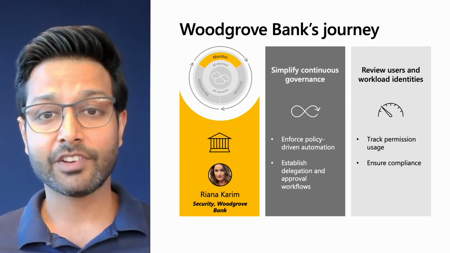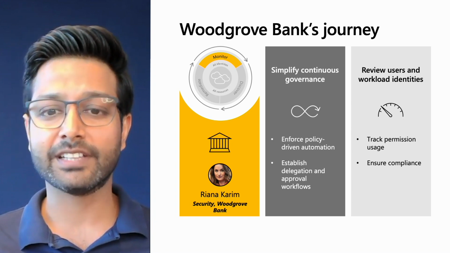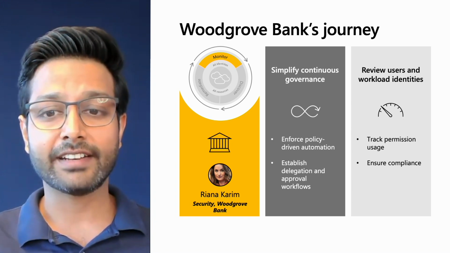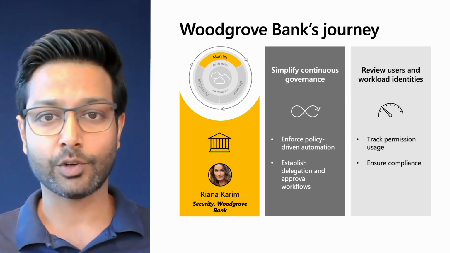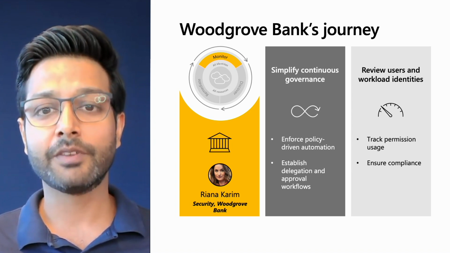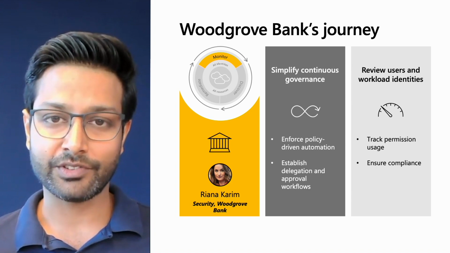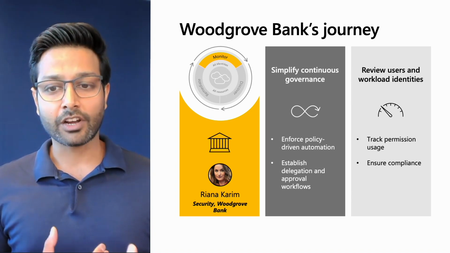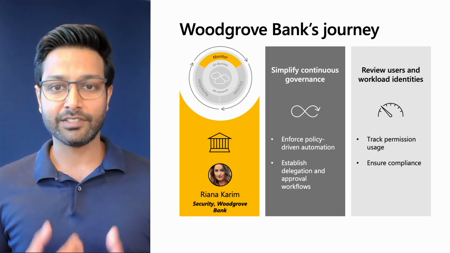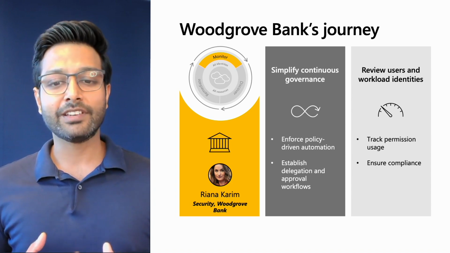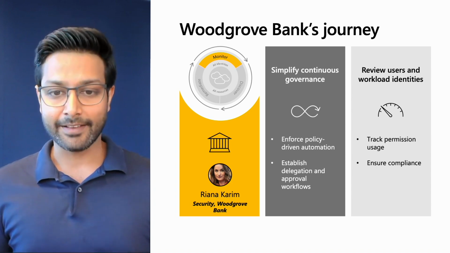For example, she might want a policy that reads something like this: all user identities with a permission creep index score of over 50 must be reviewed by their managers, and all workload identities by their respective owners. While our teams at Microsoft are working hard to bring such automation capabilities to you, we'll give you a glimpse into some of the workflows that exist today.